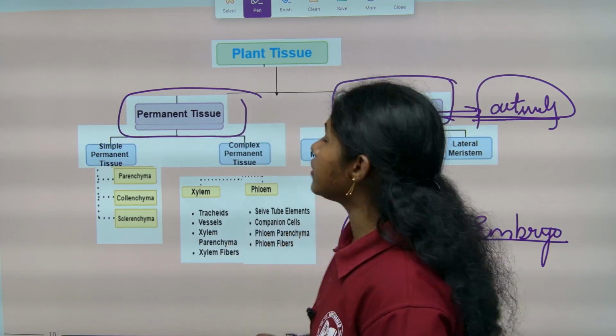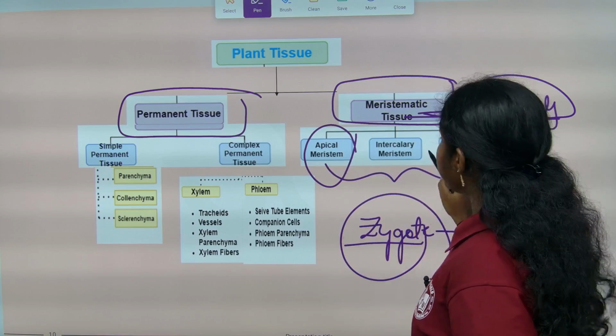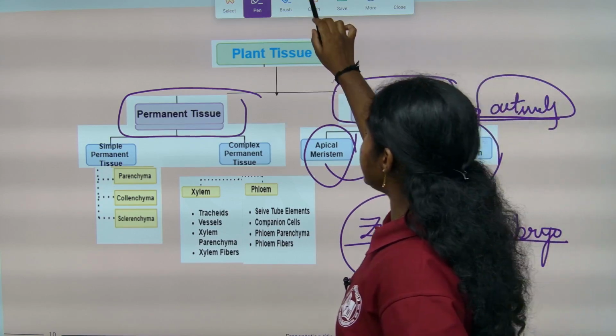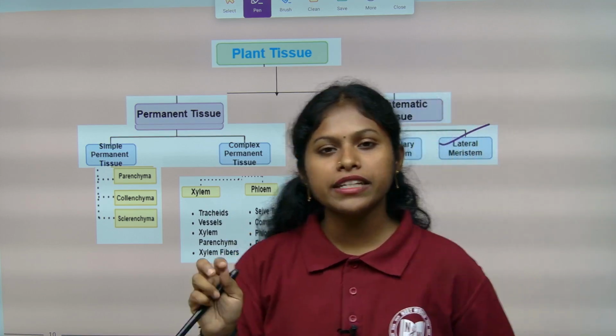And meristematic tissue is of three types: apical meristematic tissue, intercalary meristematic tissue, and lateral meristematic tissue. There are three types, children: apical, intercalary, and lateral. Apical means tip.